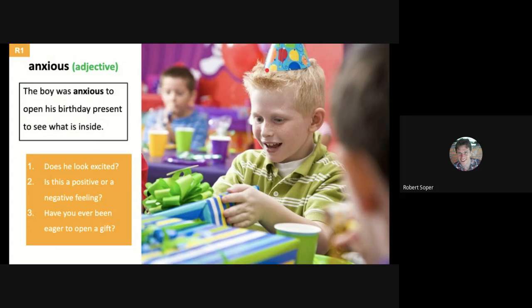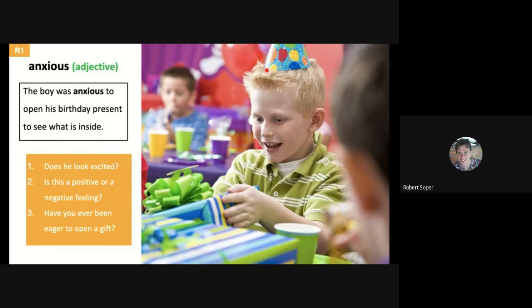Now look at this boy. Does he look excited? Yeah, he does. So, do we think he is showing a positive or a negative feeling? Yeah, he's showing a positive feeling. And think about it. Have you ever been eager to open a gift? Something you really want to do. Kind of excited to see what's inside. Well, you probably have been.